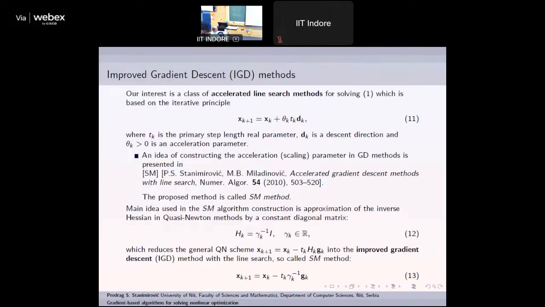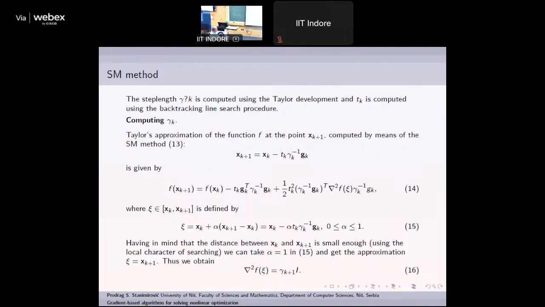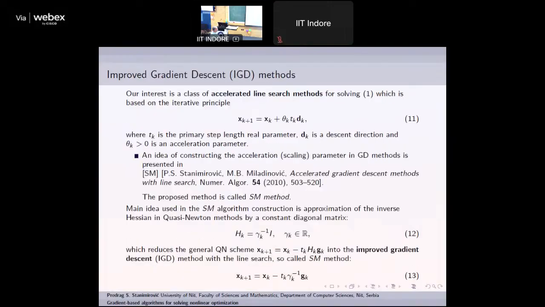SM method starts here. We wanted to include another parameter, in that we are using a diagonal approximation of the Hessian. So, constant diagonal approximation. There is variable diagonal approximation and arbitrary positive; those are too far from the actual approximation for the Hessian.